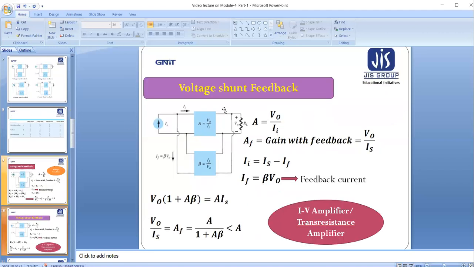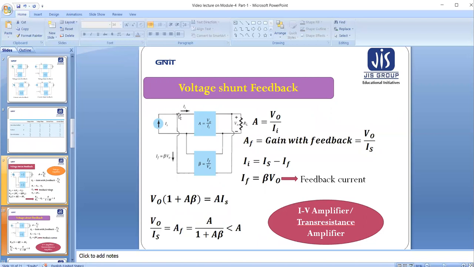Next, we are going to the voltage shunt. Voltage shunt means output is voltage, input is current. So first we write down the amplifier gain A. A is the output by input, that means V naught by Ii. Now AF is the gain with feedback, so it is written as V naught by Is. When we are concentrating on the gain with feedback, always introduce the actual source, but when we are dealing with the amplifier gain, we just concentrate on the input signal across the amplifier.